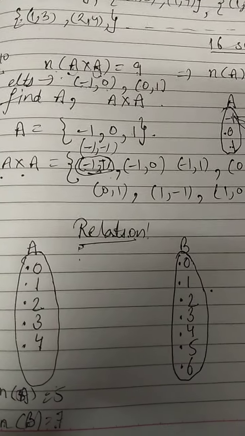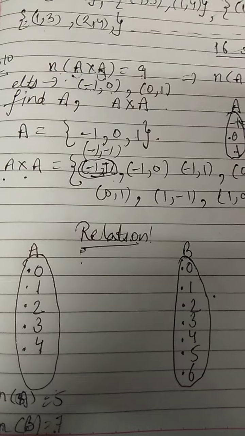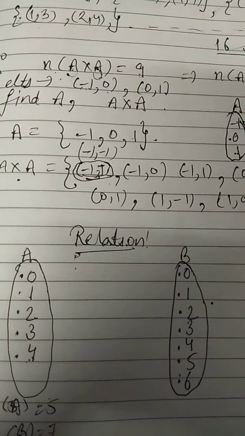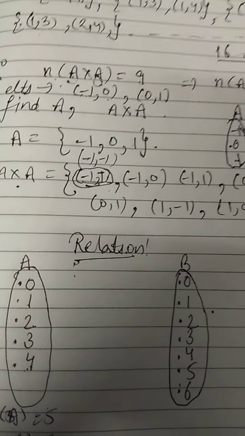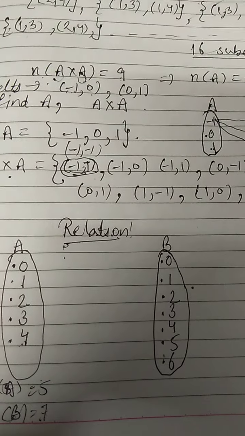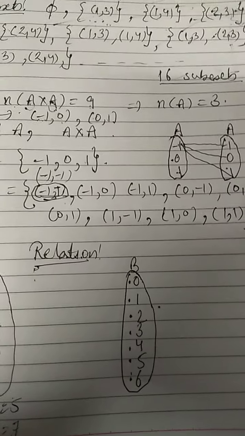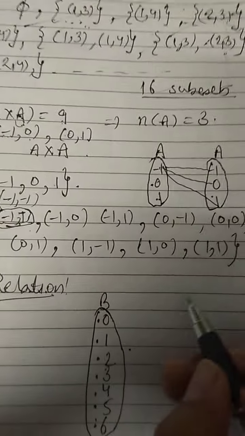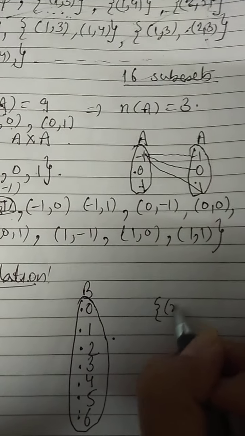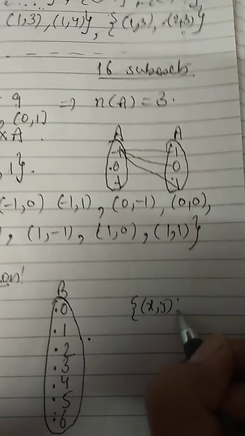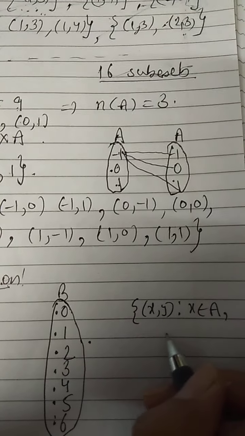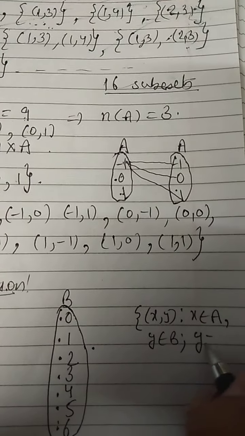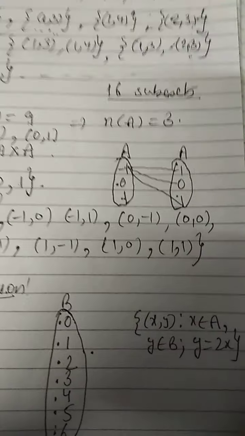Okay, but if I don't want every possible combination of the elements from set A to the elements of set B, I need a few ordered pairs, or a few combinations which are satisfying a certain condition. Now let me define a condition based upon which I want those combinations. If I want all the ordered pairs x and y, where x is coming from set A, y is coming from set B, such that y is equal to 2 times x.